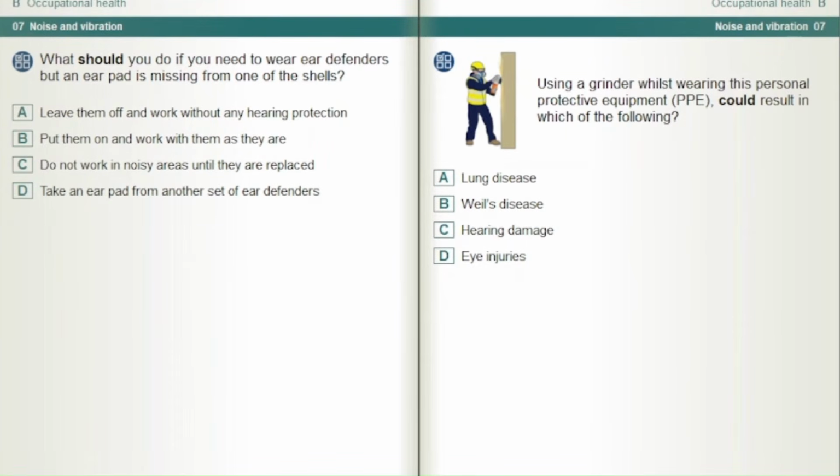What should you do if you need to wear ear defenders but an ear pad is missing from one of the shells? Leave them off and work without any hearing protection. Put them on and work with them as they are. Do not work in noisy areas until they are replaced. Take an ear pad from another set of ear defenders.